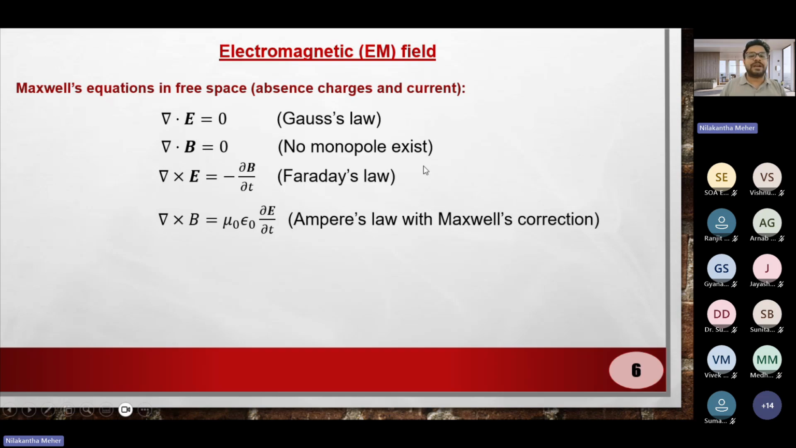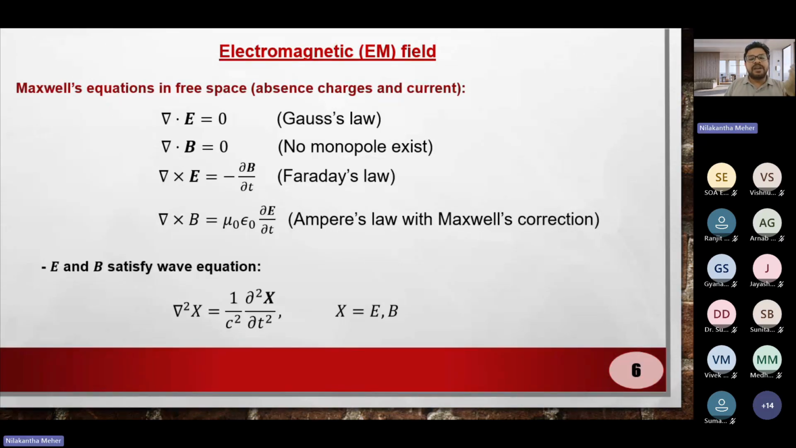That means you cannot get the North Pole and South Pole separately. And del cross E equals minus dou B by dou T. This says that a change in magnetic field creates an electric field. Similarly, the last equation says that a change in electric field also generates a magnetic field. Here one term should be there, mu naught J, but as I'm talking about the absence of current, the current density becomes 0. So del cross B equals only this term, and this is corrected by Maxwell.